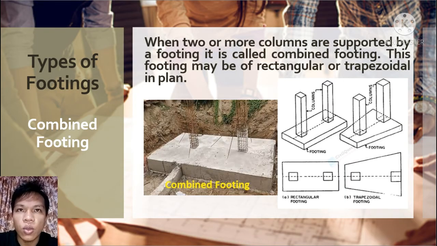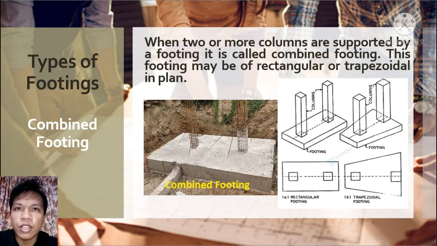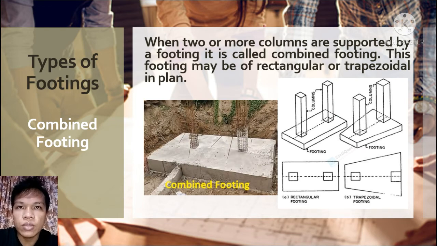Combined footing. When two or more columns are supported by a footing, it is called combined footing. This footing may be rectangular or trapezoidal in plan. Combined footing is provided under the following situations. When columns are close to each other and their individual footings overlap. Soil having low bearing capacity and requiring more area under individual footing. The column end is situated near the property line and the footing cannot be extended.